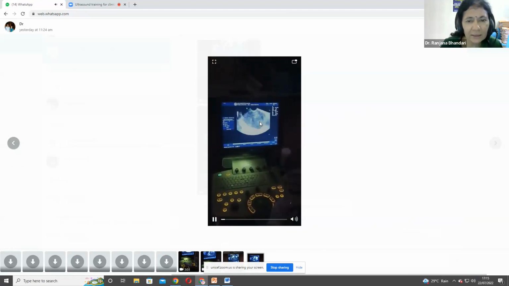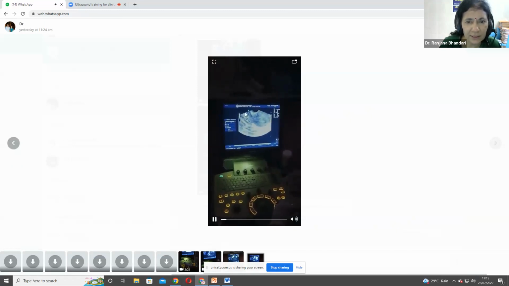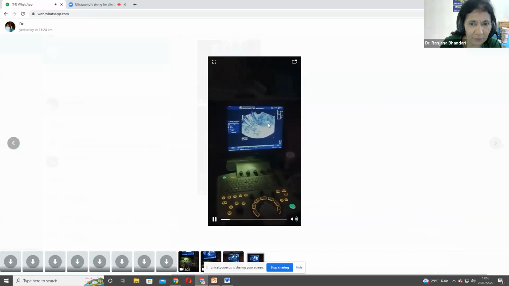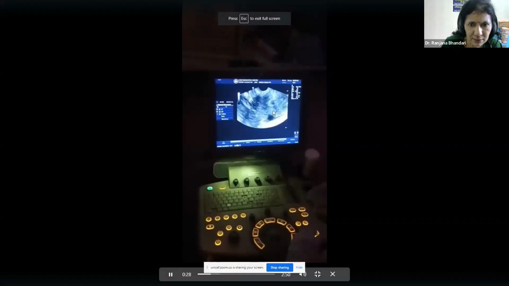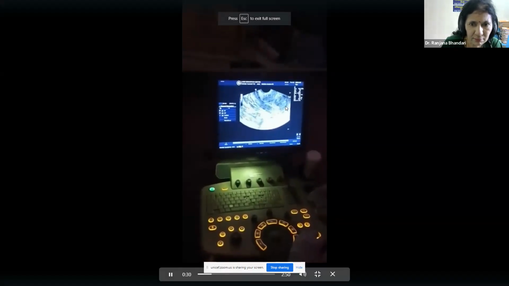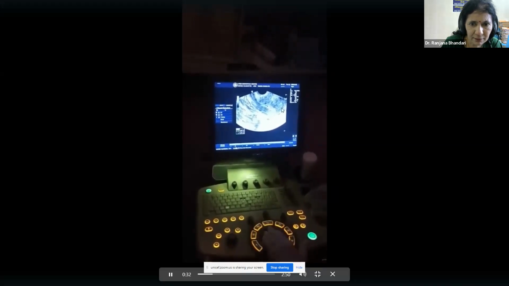This is the second slide. Now you see the retroverted uterus. This is the anterior vaginal wall. This is the posterior vaginal wall. This is the endometrial cavity. This is the anterior layer of the myoma. And now I am measuring as per the MUSA consensus, the fundal length. See, this is the fundal length.